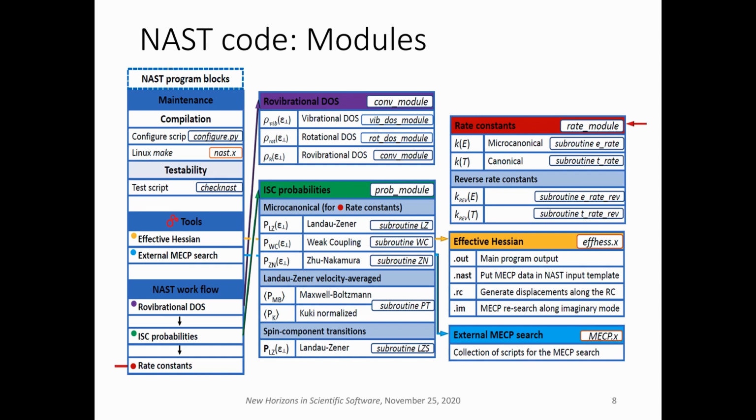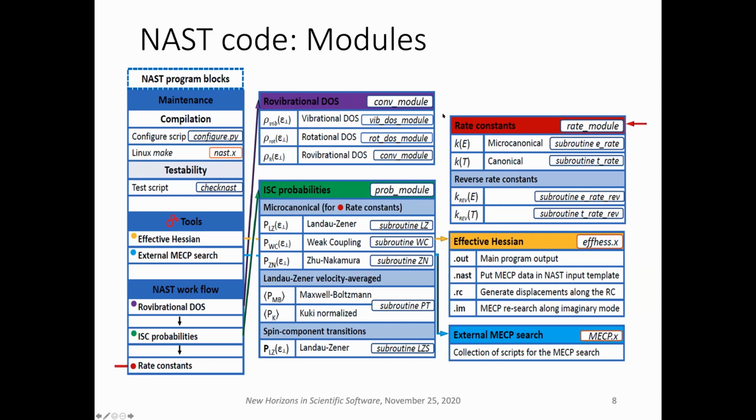Especially if you use this modular environment, it makes the code very readable and very easy to modify, program, and teach new students, for example, to use this type of programming structure. So as I mentioned, we have test sets, and we also have external tests. We have test scripts, which basically run all these tests. We have tools for effective Hessian calculation and external MECP search.